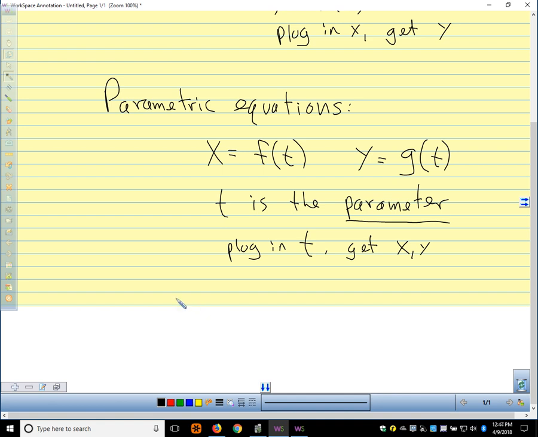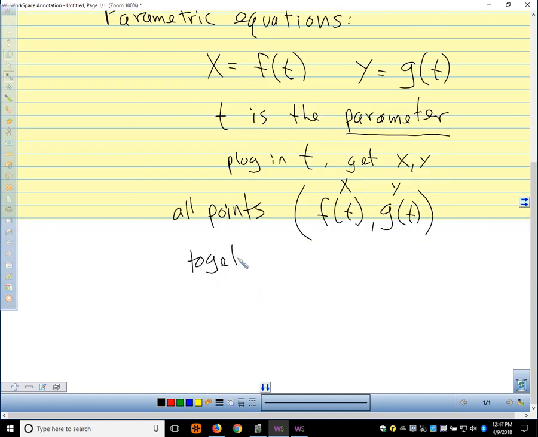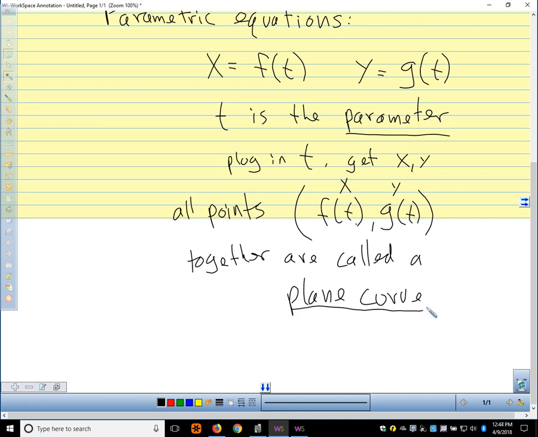All the points f of t, comma g of t, so these are my x and my y, together are called a plane curve. So that's just the fancy name we give for a graph if we're talking about parametric equations. We say we're going to graph the plane curve.